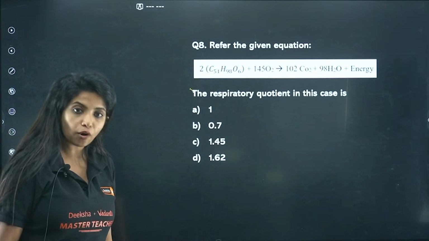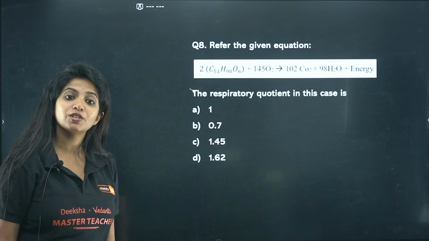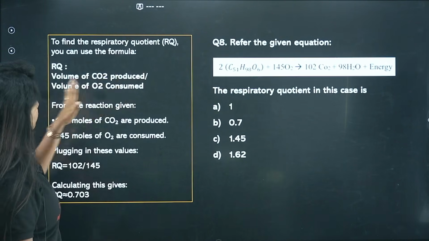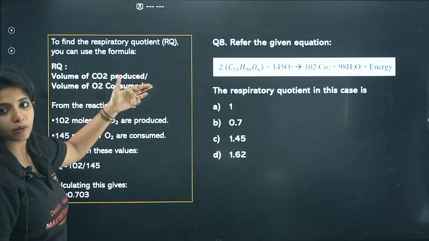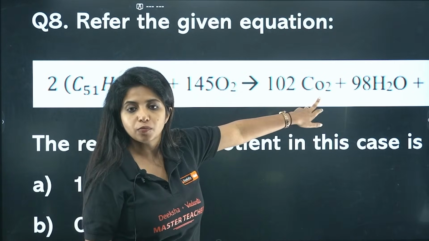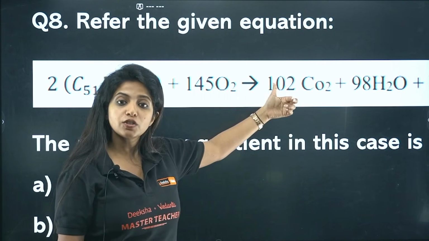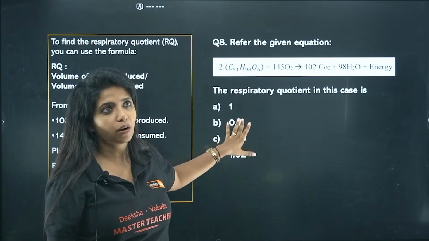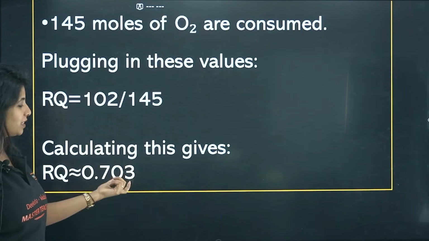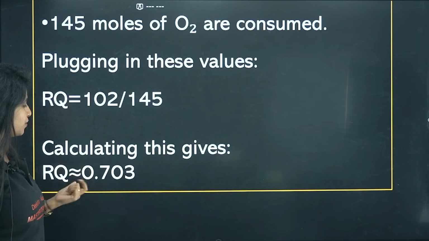It is the ratio of the volume of carbon dioxide produced to the volume of oxygen utilized. So basically, volume of CO2 produced divided by volume of oxygen being consumed. Over here, 102 CO2 molecules are being produced. So 102 divided by how many oxygen molecules are being utilized? 145. So 102 divided by 145, your answer is going to be around 0.703. How do I remember? Because I've already seen it, since I made the PPT. So over here, your answer for this question would be 0.7.